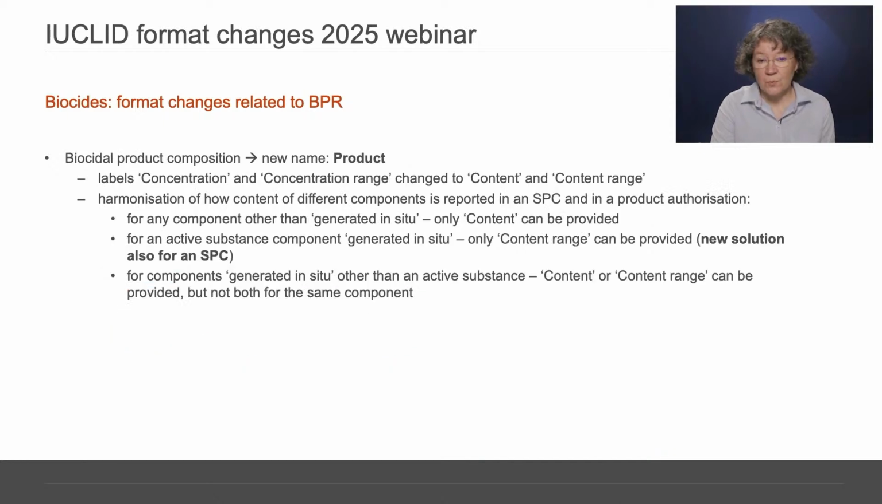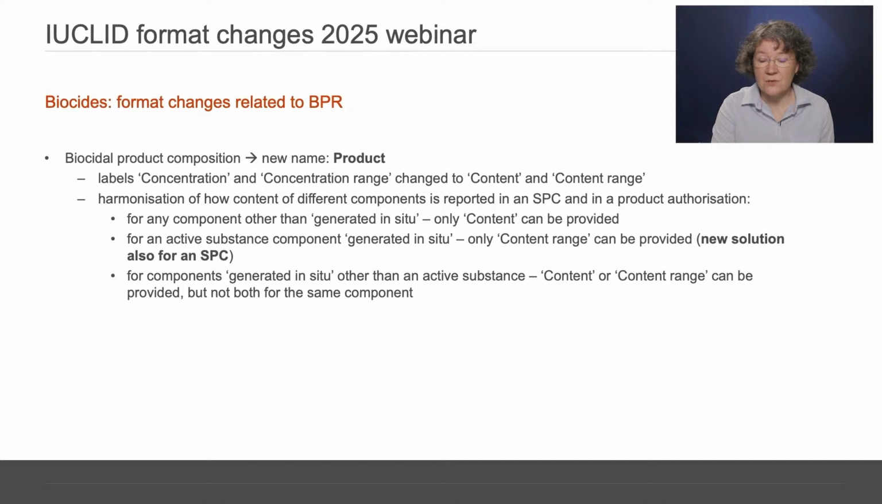In the product document, we did a similar change regarding the labels. They are now harmonized, so we have content and content range. Then we harmonized the way of reporting content of different components in an SPC and in the product authorization. For any component other than generated in situ, only content can be provided. For an active substance component generated in situ, only content range can be provided.